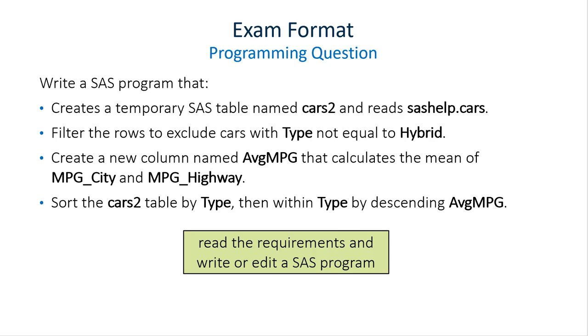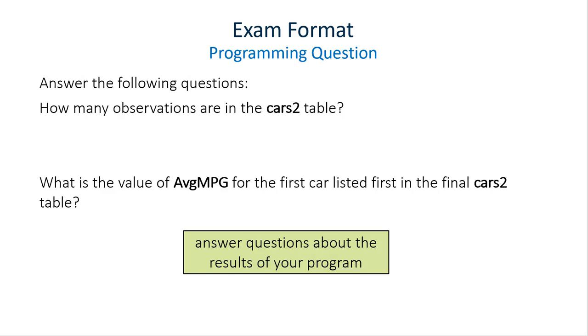Your programs are not graded, so you can write whatever code you want to fulfill the requirements and determine the correct answers. After you write the program, you answer a few questions based on the results. The questions are either multiple choice or short answer. Please be aware that if you take the Associate exam, there are no programming questions and you don't have access to SAS software during the exam.